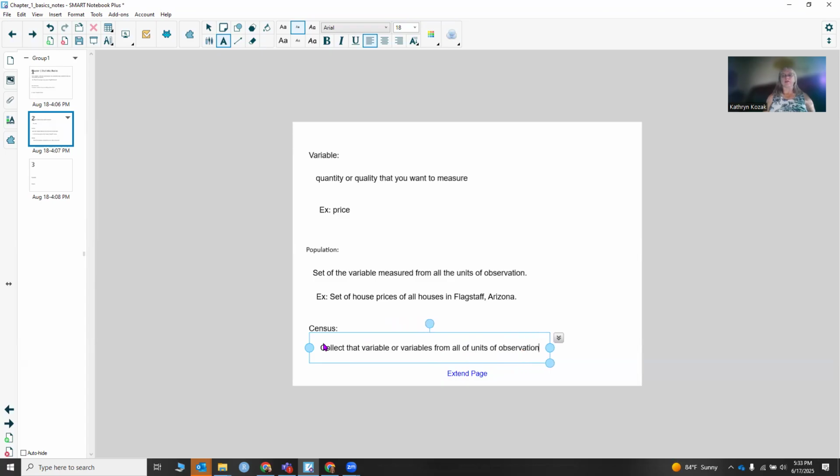So a census is where you actually have collected it from every single solitary unit of observation. You've gotten your entire population. So a census is where you've collected it from the entire population. Now, the problem with a census is it's not really easy to do.